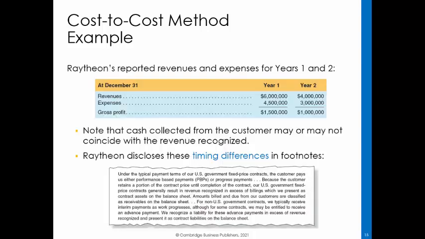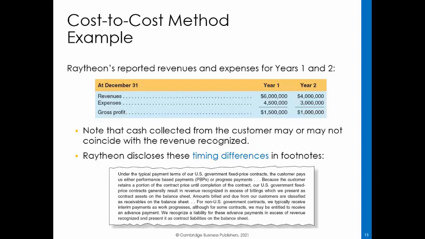This slide illustrates the revenue and expenses that were reported in year 1 and year 2 for the contract and the resulting gross profit. How Raytheon recognizes profit on long-term contracts affects its income statement. In addition, there are timing differences between when contract costs are paid and when the customer is billed for work performed.